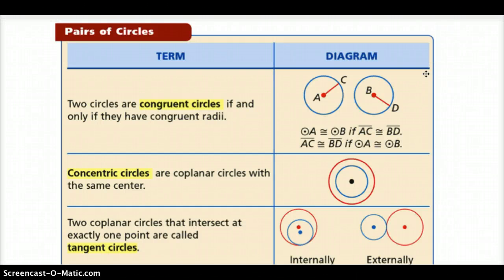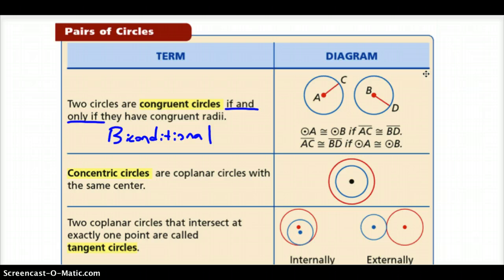So here is a little bit more vocabulary with circles. Two circles are considered congruent if and only if they have congruent radii. Remember, if and only if is an example of a biconditional statement. Recall from the first semester that a biconditional statement is where the conditional statement and its converse both have to be true.